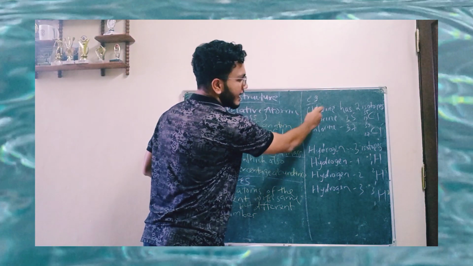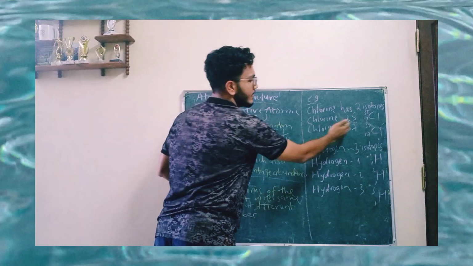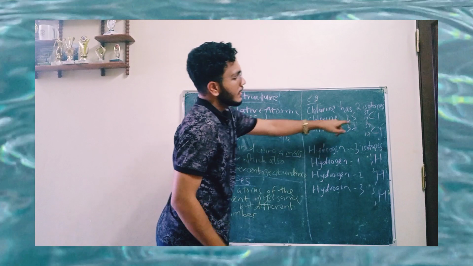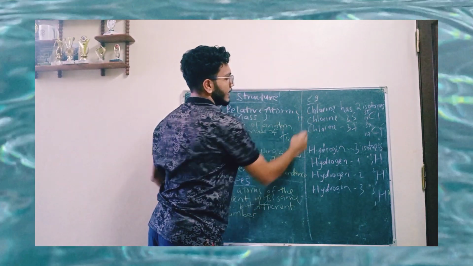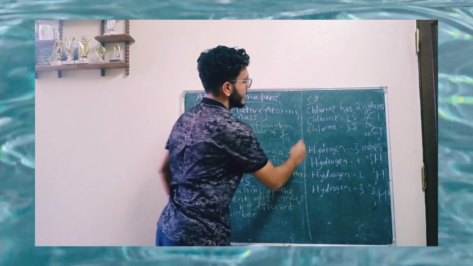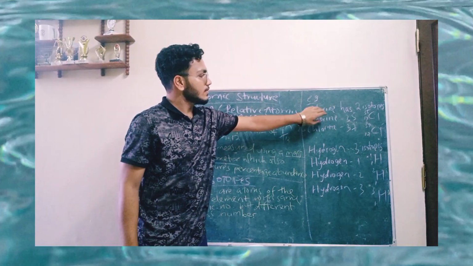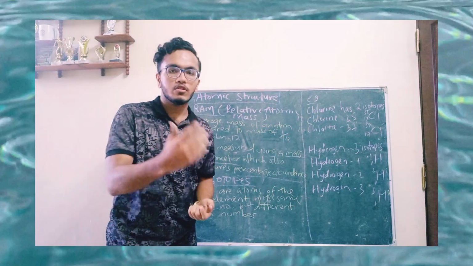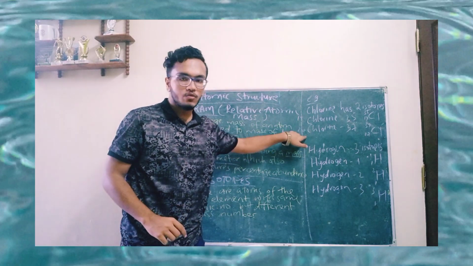So chlorine has two isotopes, chlorine-35 (atomic number 17) and chlorine-37 (atomic number 17). Chlorine-35 has 18 neutrons. Chlorine-37 has 20 neutrons. So these are two atoms of the same element. They are both chlorine, but one has 18 neutrons and the other has 20 neutrons.